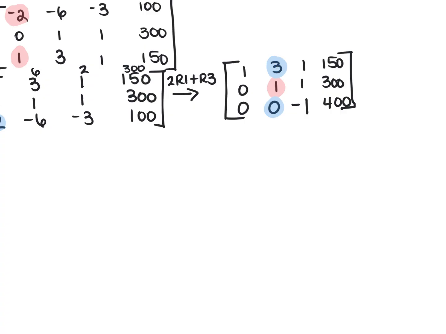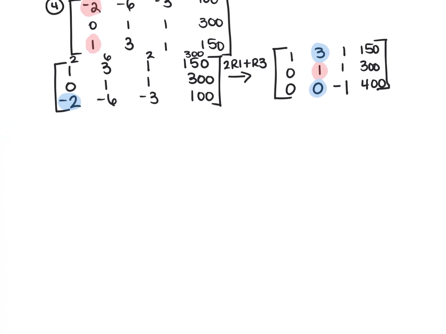So again, I'm going to try to not move this around too much. So for the next one, I need to take row 2 and multiply it by -3. So -3 times row 2. So I'll do those above. 0 times -3 is 0. -3 times 1 is -3. -3 times 1 is -3. And if I take 300 times -3, that's -900.